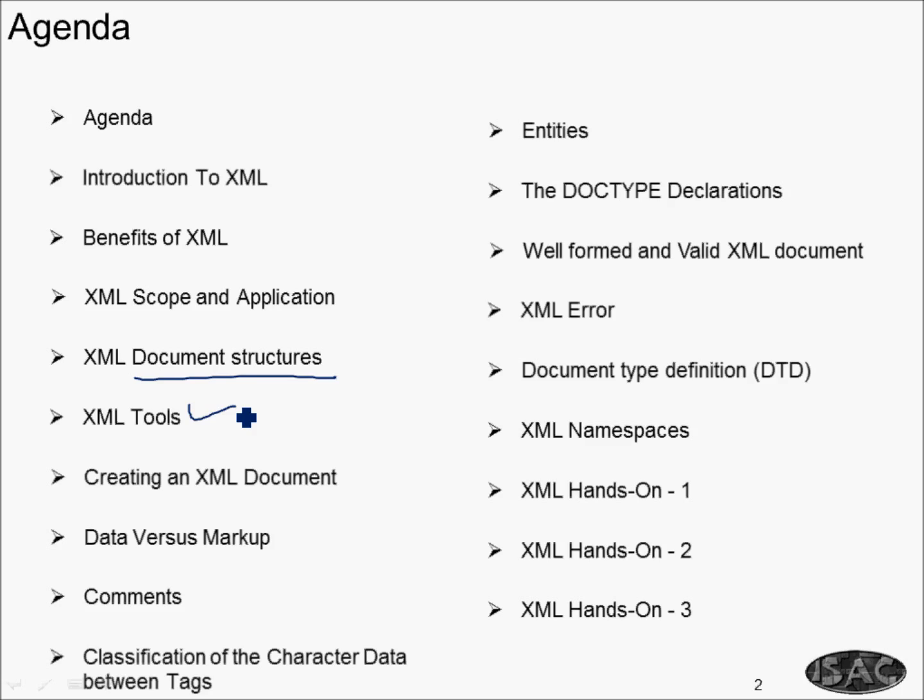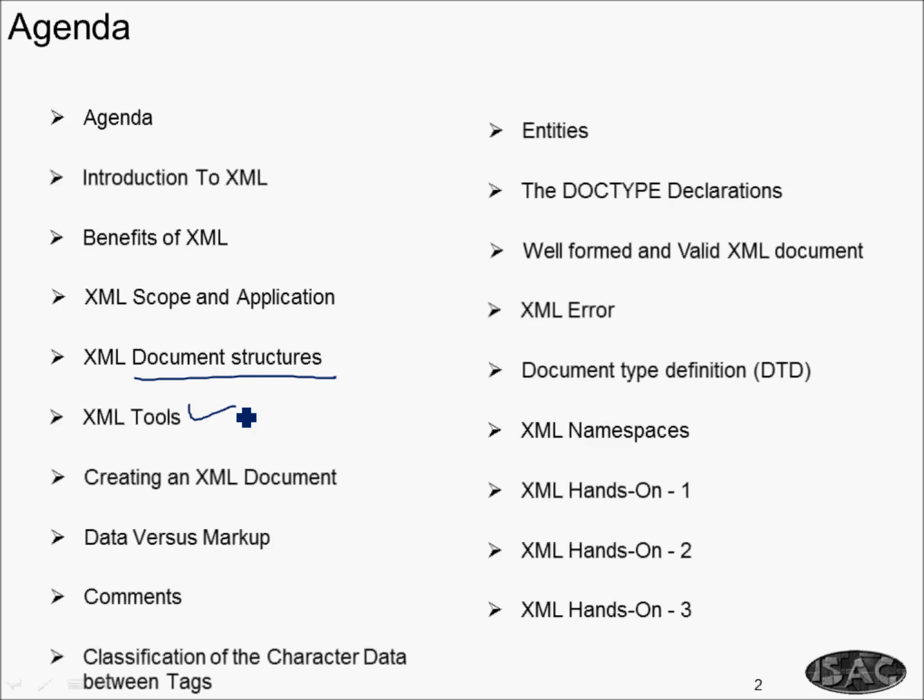Markup is nothing but another way to put a tag. How do you write a comment in XML? Classifying the character data between tags. What are entities? The doc type declaration, well-formed and valid XML documents. We'll see a few XML errors, and then we'll discuss DTD, that is document type definition, which is used for validating an XML file, and then XML namespace.